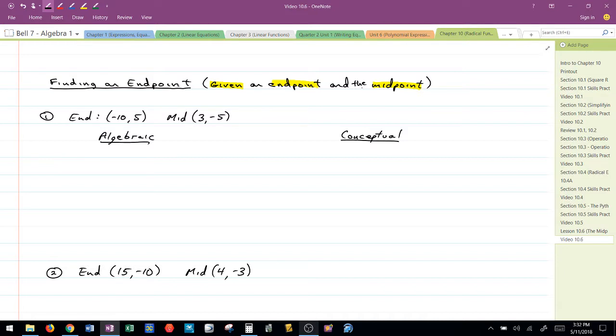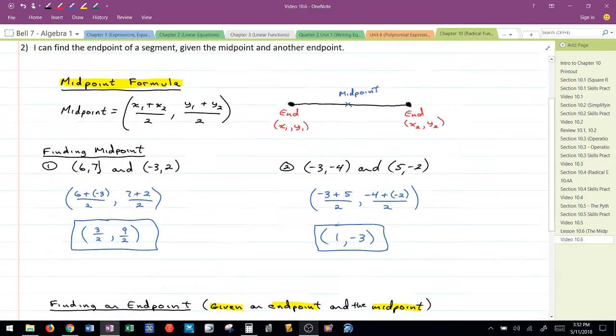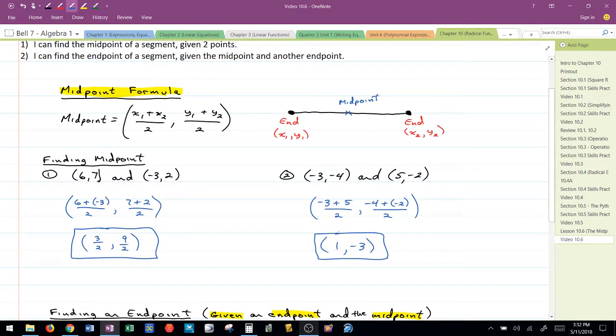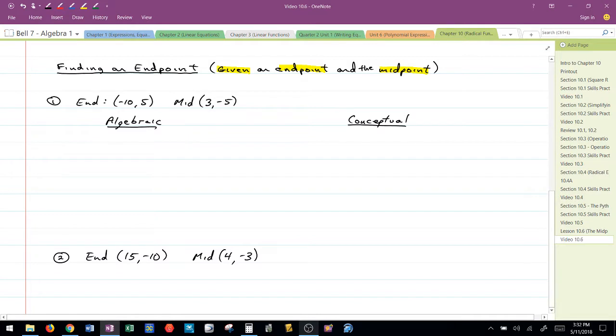In the algebraic way, what you do is a direct application of the midpoint formula. So let me show you. Back in the formula, how we said midpoint equals this formula thing here. All right? Algebraically, what we're going to say is this midpoint, 3, negative 5, is equal to this formula where I have to use this negative 10 as an x and this 5 as a y, but I only know one of the two pieces in the formula. So I'm going to say negative 10 plus x divided by 2 and 5 plus y divided by 2.